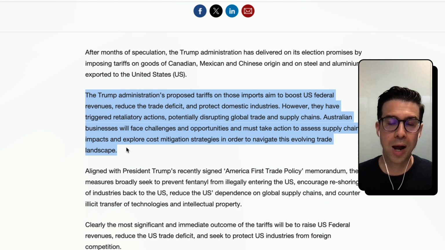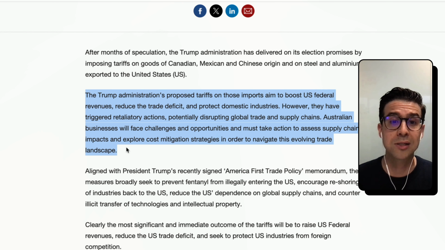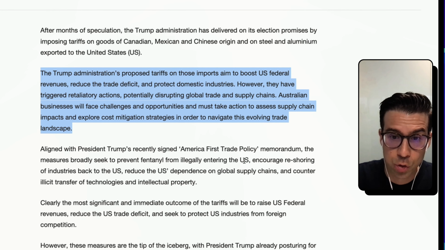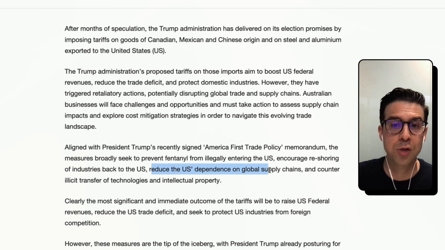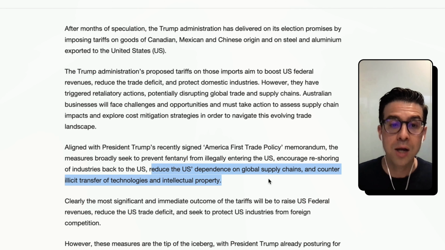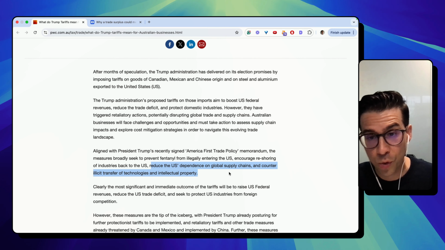Now, ultimately, those are the goals. There's a couple of other things in here as well, which is also to seek to prevent fentanyl from illegally entering the US, and finally, reduce the US's dependence on global supply chains and counter the illicit transfer of technologies and intellectual property. That's particularly dealing with China.